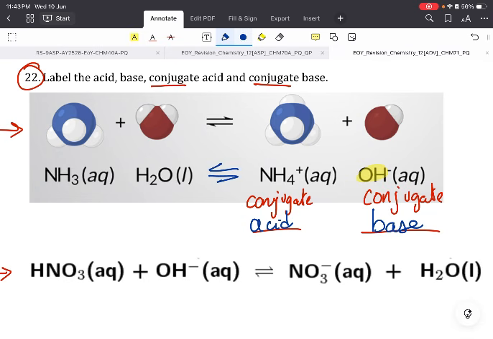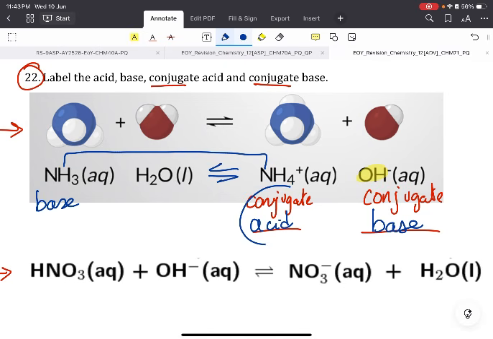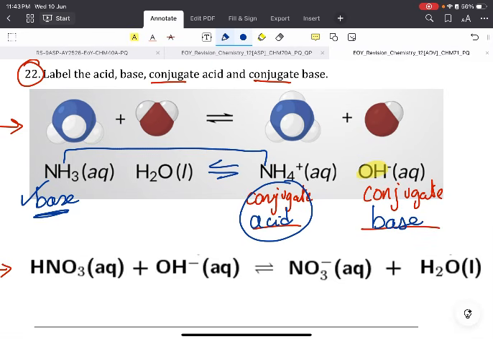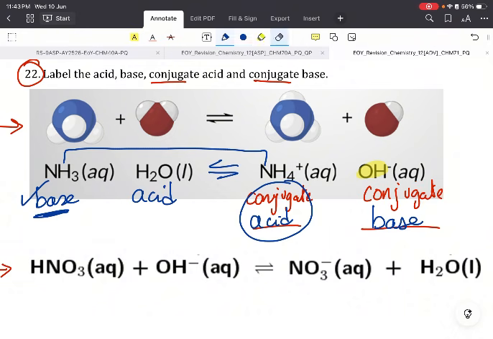Now, this conjugate acid is coming from this molecule, which is now going to be called a base. So here you said conjugate acid, here you're going to write the opposite. And if this is a base, then the one next to it is an acid.